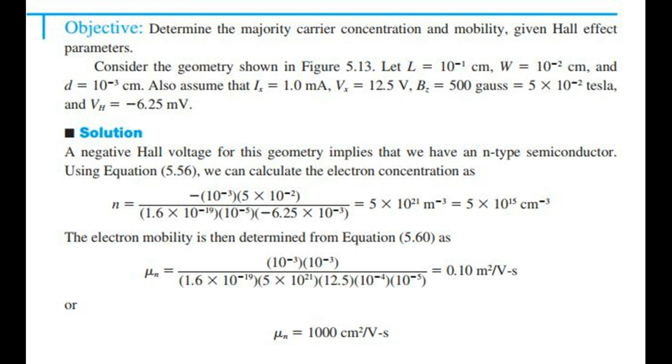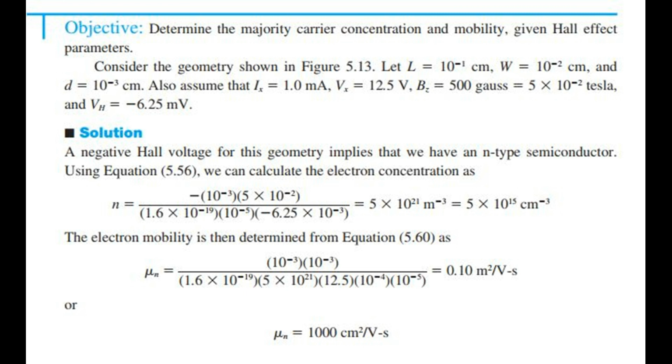Objective: determine the majority carrier concentration and mobility, given Hall effect parameters. Consider the geometry shown in figure 5.13. Let length equal 0.1 cm, width equal 0.02 cm, and depth equal 0.001 cm. Also assume that current Ix equals 1.0 mA, voltage Vx equals 12.5 volts, magnetic field strength Bz equals 500 Gauss, which equals 0.05 Tesla, and VH equals 6.25 millivolts.